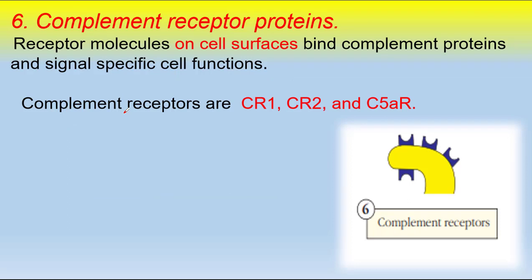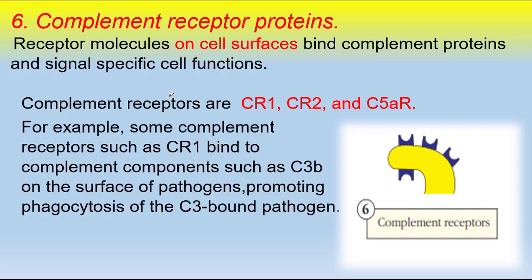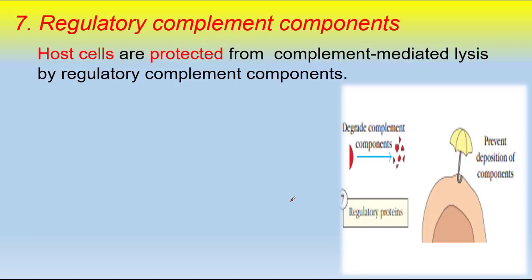The sixth category of the complement system is complement receptor proteins. These are receptors present on the surface of other cells such as macrophages, neutrophils or red blood cells, and they bind the complement proteins and signal specific functions. Complement receptors are CR1, CR2 and C5 alpha receptors. For example, CR1 is present on erythrocytes or red blood cells. It binds to complement components such as C3b on the surface of the pathogen and promotes the phagocytosis of the pathogen.